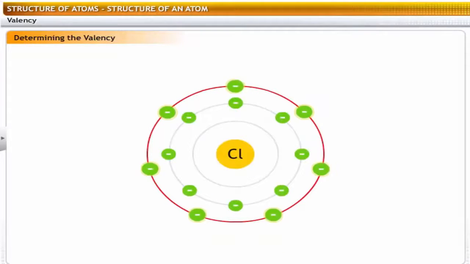For example, a chlorine atom has 7 electrons in the outermost shell. In this case, it is easier for chlorine to gain 1 electron instead of losing 7 electrons. Hence, its valency is determined by subtracting 7 electrons from the octet, which gives the valency of 1 for chlorine.